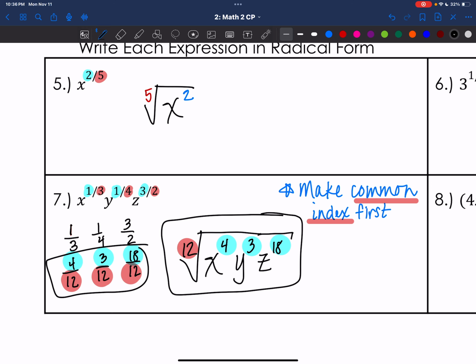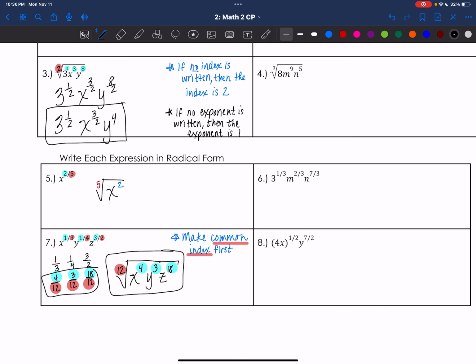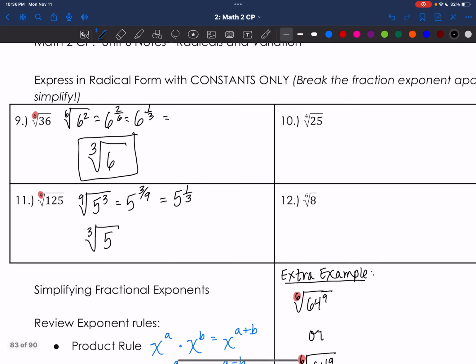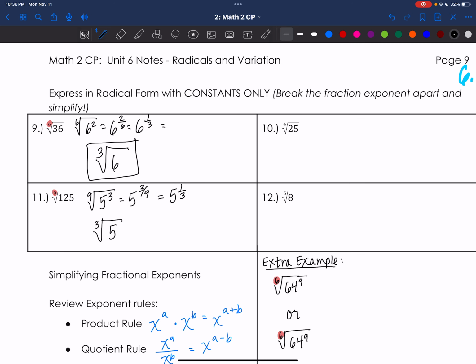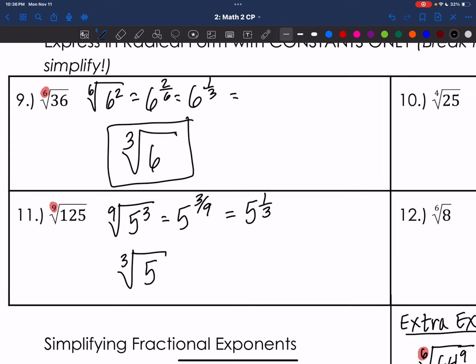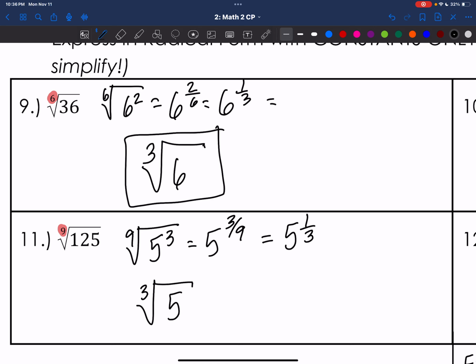All right, so this is your answer right here, not the actual fractions. All right, so now let's check this one. Now it says to express in radical form with constants only. So break the fraction exponent apart and then simplify. So the goal is you want to get an exponent you can simplify. So if you're using an exponent that doesn't simplify with the index, you'll need to see if you can pick another index or pick another exponent.